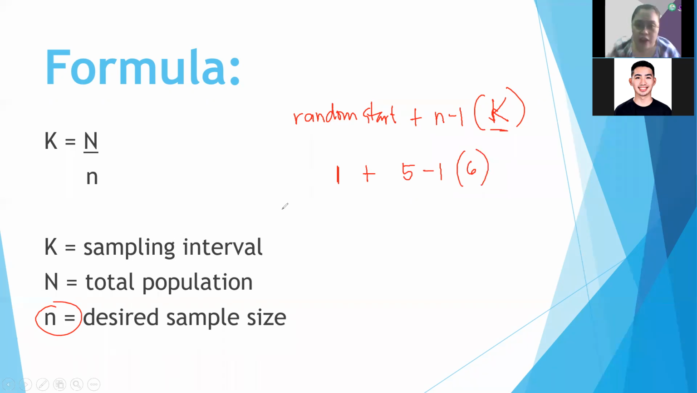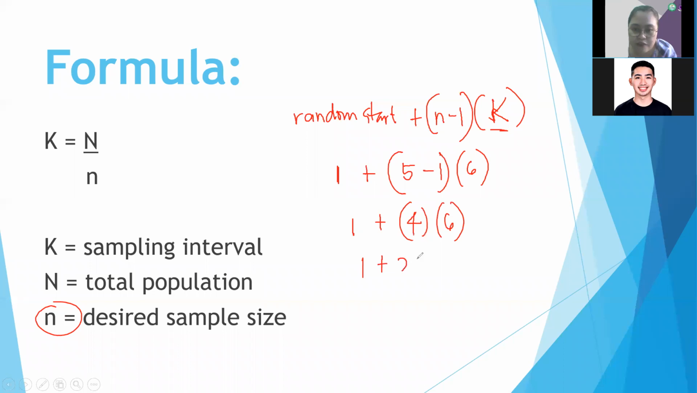This is just for the example. You will just do the math. So 1 plus, what do you do first here? What should we do first? Let me write it so we don't get confused. You should do first the 1 times 6. Okay, 5 minus 1 is 4, times 6. So that's 24, plus 1 is 25.